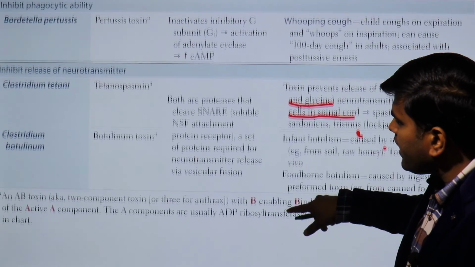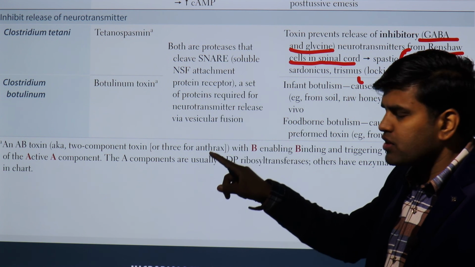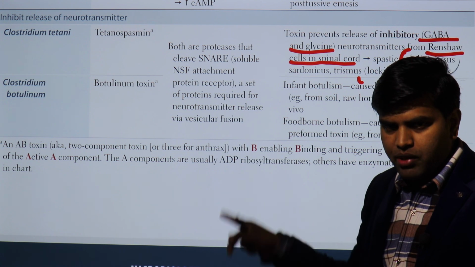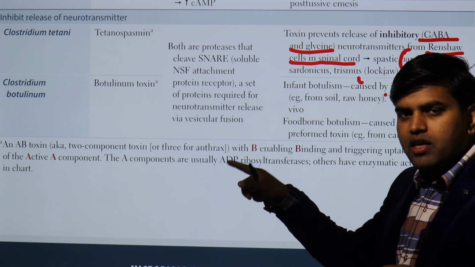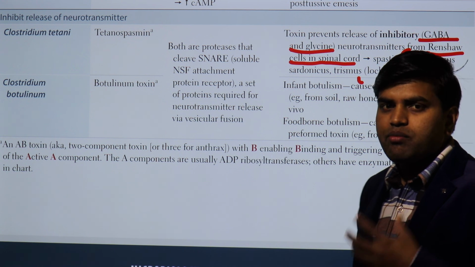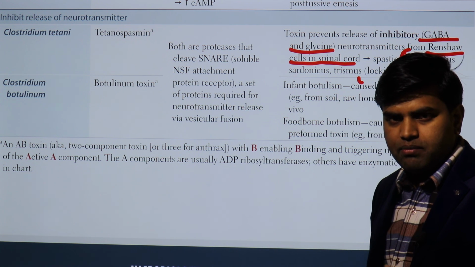So this A indicates that every exotoxin has two components, A and B. B stands for binding, that is, it binds to the receptor. A enters into the cell and plays the active role in activating all those mechanisms.